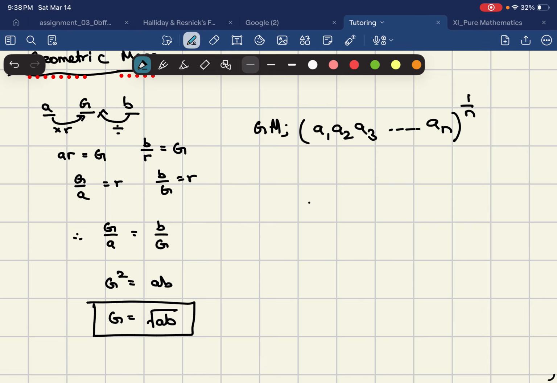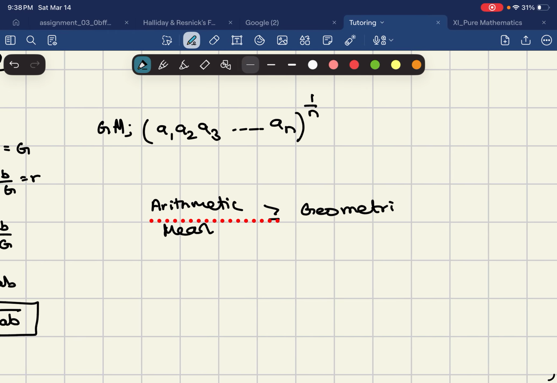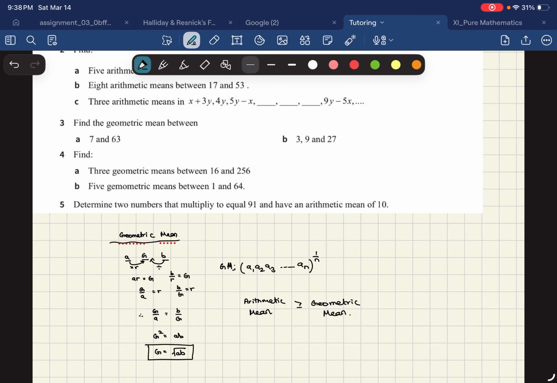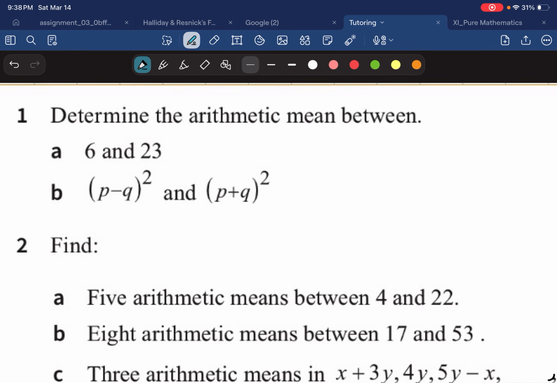And the arithmetic mean is always bigger than or equal to the geometric mean for a set of numbers. And I think that is about everything you need to know. So you want to remember this key point, you want to remember the formulas, and I believe you're ready to start some questions.